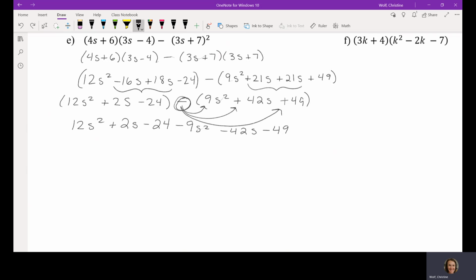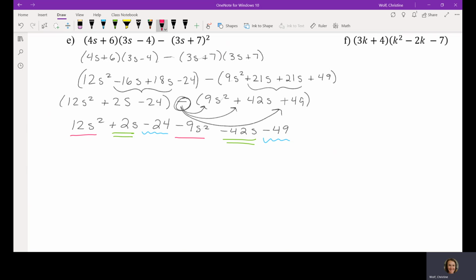So now we have 6 terms here, and we're going to ask ourselves, can we simplify any of them? So if I look at my first term, I have a 12s squared, and I have another s squared right there, so I can combine those. I have a 2s, and then I have a negative 42s, so I can combine those. And then I have a negative 24 and a negative 49, which are just lone numbers. They can combine as well.